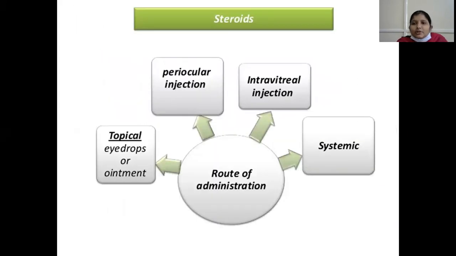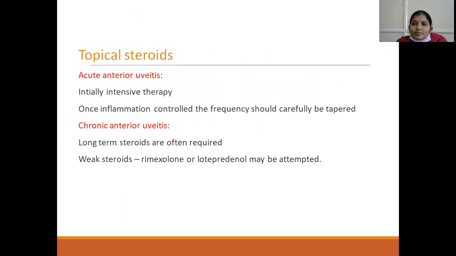Next important modality of treatment is steroids. These steroids can be given locally as well as systemically. Local steroids can be administered in the form of drops or periocular injections. For drops, we can use either dexamethasone, prednisolone, or betamethasone. So what are the indications for topical steroids? They are used for acute anterior uveitis. They act by decreasing the inflammation, and also by decreasing the amount of fibrosis. It has an anti-fibrotic nature.